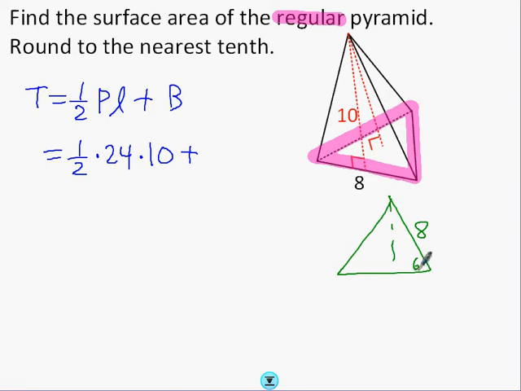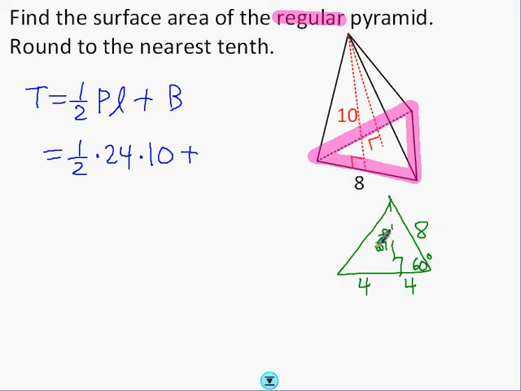If it's equilateral, all the angles are 60 degrees. We have a 30, 60, 90 triangle here. The hypotenuse is 8. This half is 4, because the short leg is half of the hypotenuse, and the long leg is 4 square root 3.